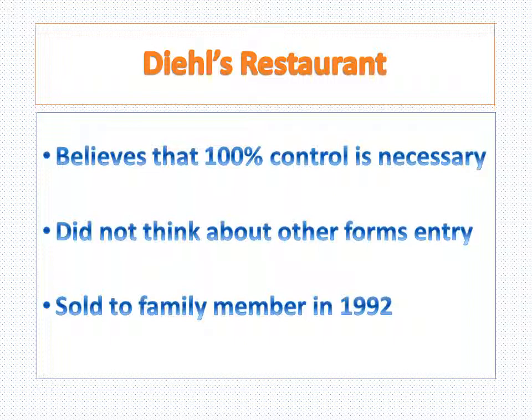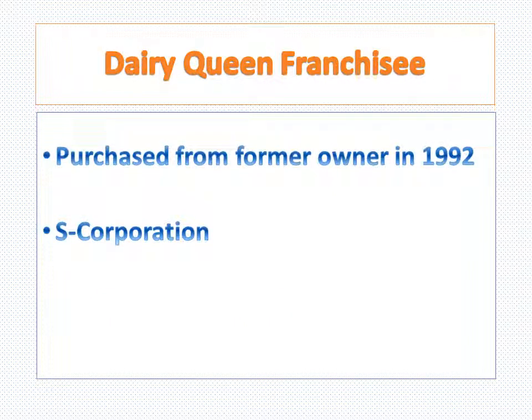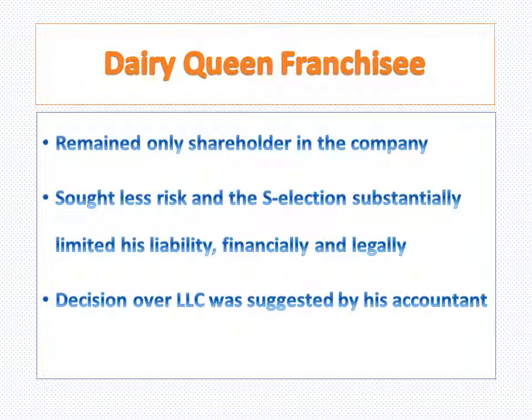So when I said being a sole proprietor is the easiest form, I really mean it. You literally do not even have to think about it. Later on, he sold the business to a family member in 1992. He then went on to purchase a Dairy Queen franchise in 1992 from the former owner. When doing so, he decided to become an S corporation. He remained the only shareholder in the company, sticking to his principle of 100% control, and sought less risk, and the S election substantially limited his liability financially and legally. Ultimately, his decision over an LLC was suggested by his accountant. This concludes our topic of deciding on a form of business entry.